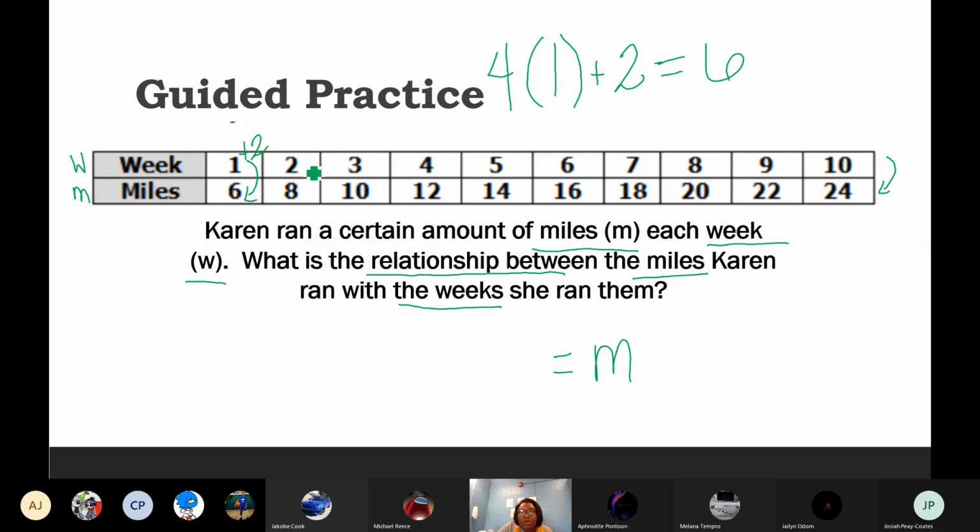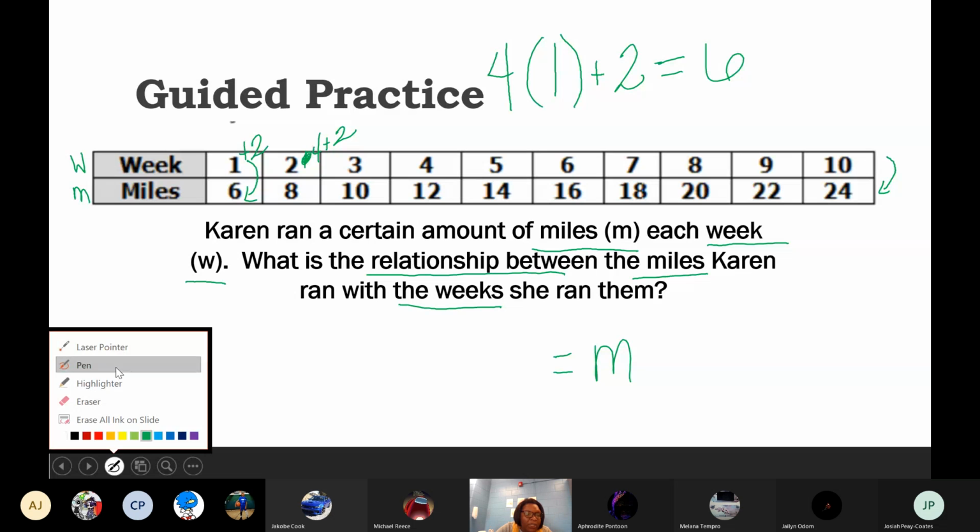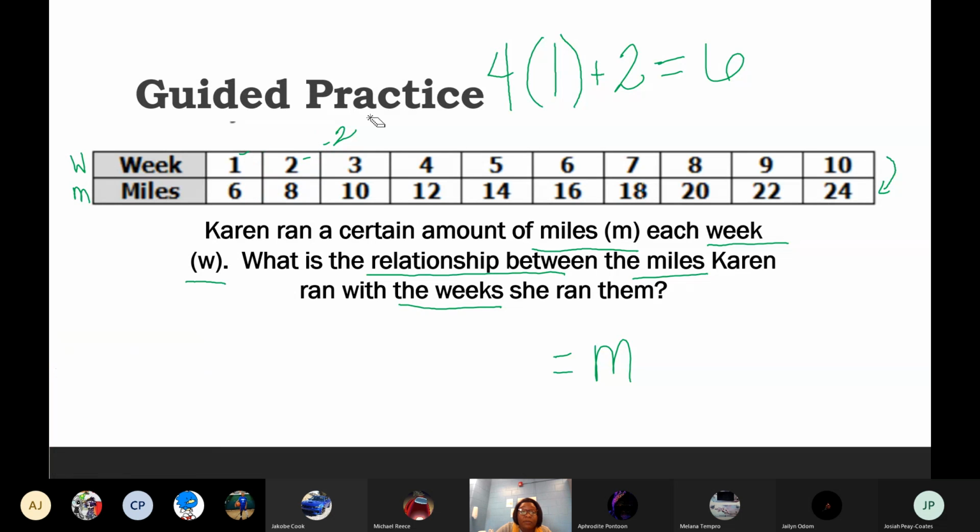So does that work when I go to week 2? If I multiply 2 times 4, what's 2 times 4, y'all? 8. And then I added 2, would that equal 8? No. So I can't follow that equation necessarily.